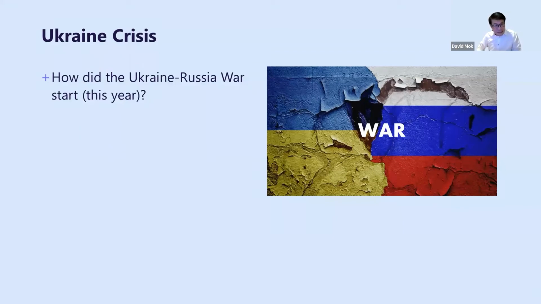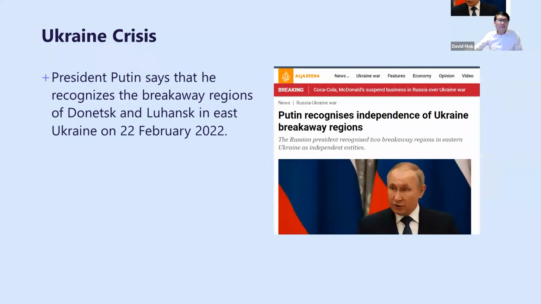Okay, so how did it start this year? Importantly, it started when President Putin said that he recognizes the breakaway regions of Donetsk and Luhansk in East Ukraine on 22nd of February. So it started then. I know, like I said, some of you expected it. There were signs of it, but the real fear started 22nd of February.